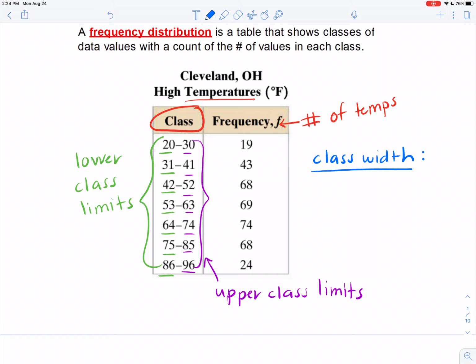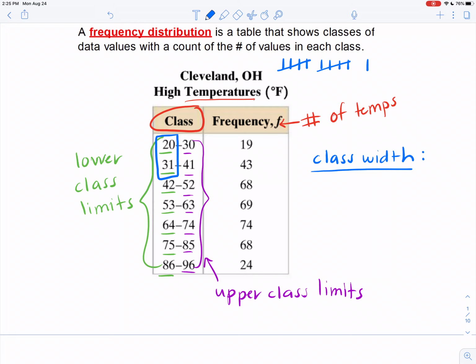let's do that. If we start with 20, right? 20, 21, 22, 23, 24, 25, 26, 27, 28, 29, 30. Then you would see that this first class actually contains 11 different possible temperatures. Now, I don't want to have to count it out every single time. So the way the class width is defined is you can find it by taking the difference, but it has to be the difference between consecutive class limits.